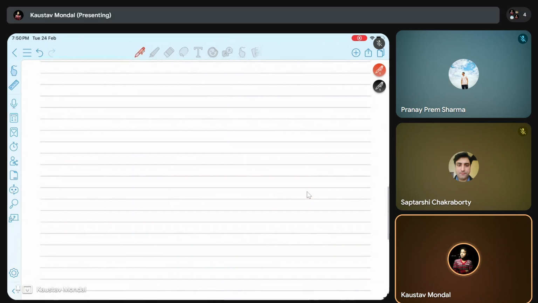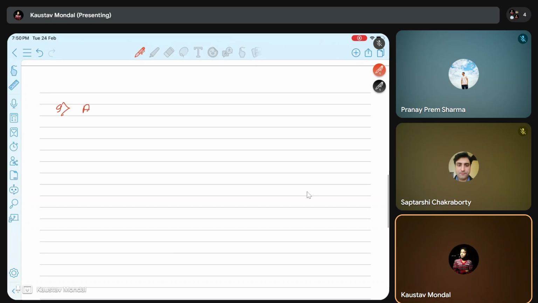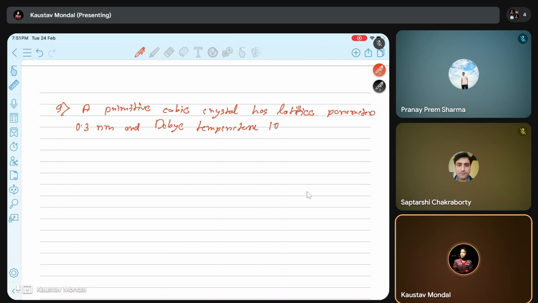Next problem, problem number 9. A primitive cubic crystal has lattice parameter of 0.3 nanometer, and Debye temperature is 100 Kelvin. Estimate the speed of sound inside the crystal.